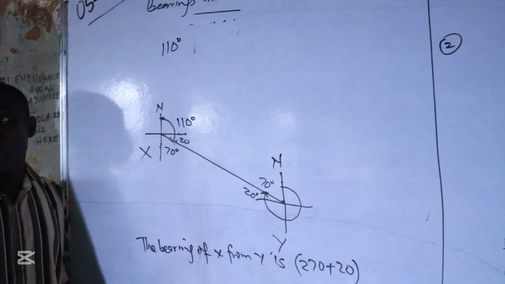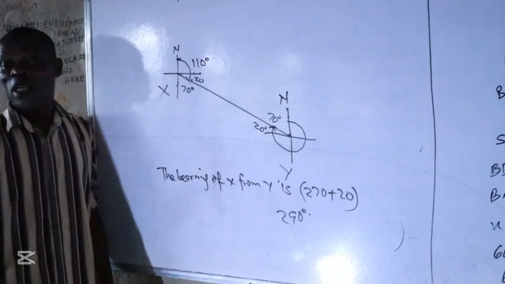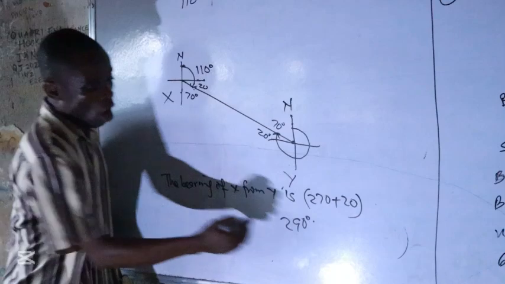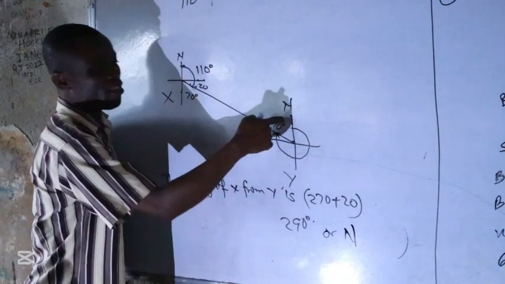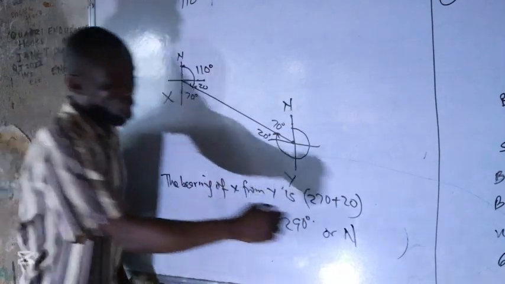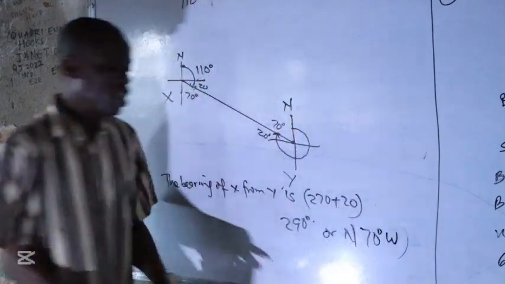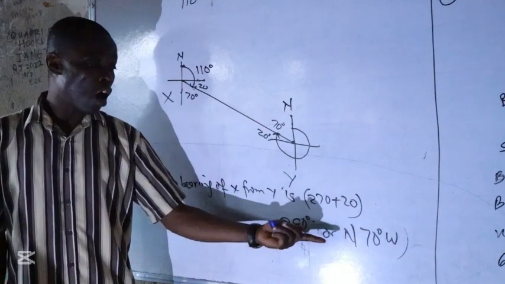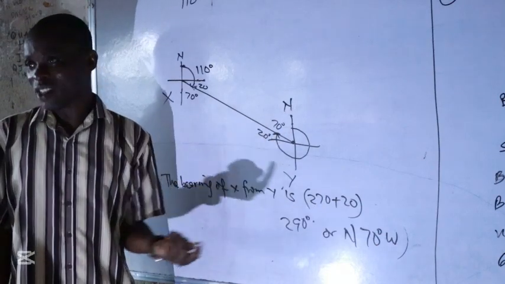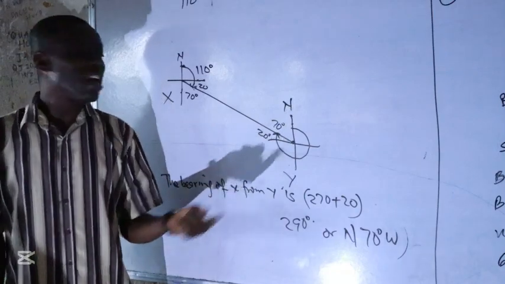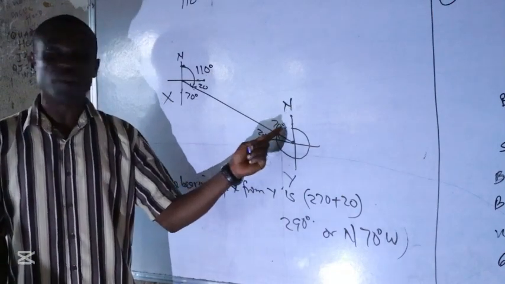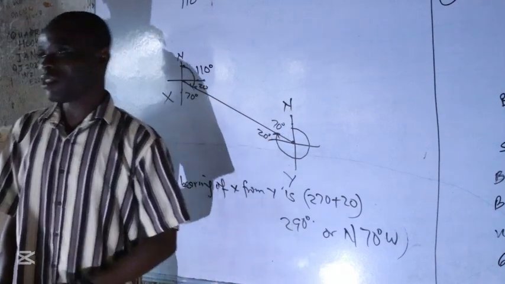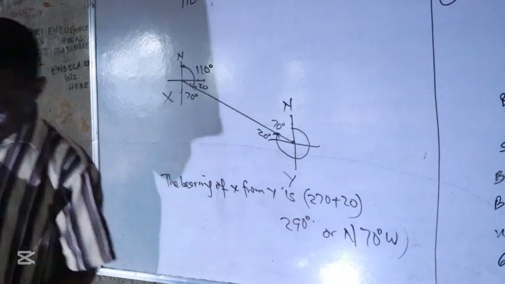But if I don't want to use 290, you can still express the answer in compass theory by saying N 70 degrees W. N 70 degrees W. The two are the same. You either express it as 290 degrees or N 70 degrees W. Is that taken? It's not N 20 degrees W, so you cannot jump this angle. N 70 degrees W or 290. Is that taken? Write it out.